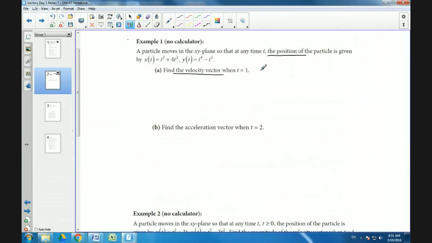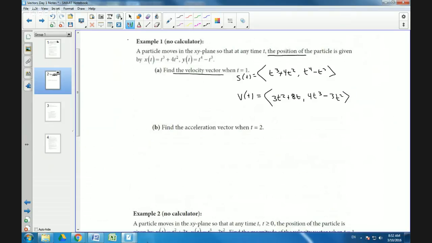So if I write the position as a vector, all I do is calculate the derivative. So this would be the position vector. Here's the velocity vector. That should be a positive number. Yeah, that makes sense. And then 4t cubed minus 3t squared, right?